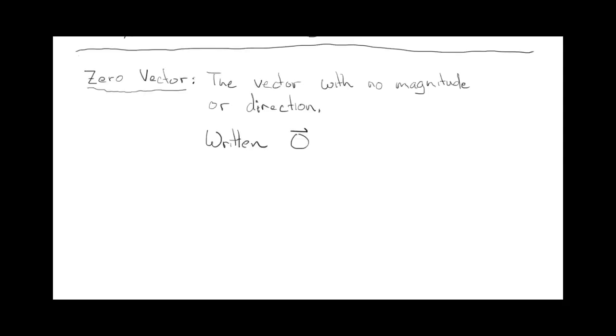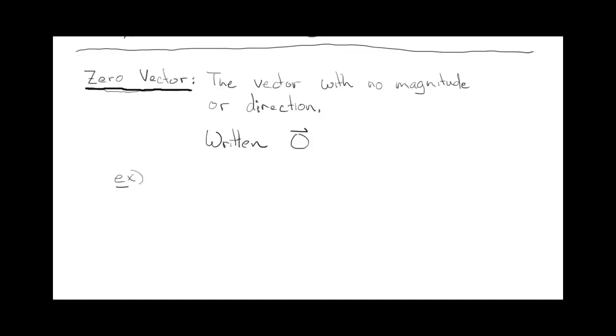Okay, so for another definition, we define what we call the zero vector. So the zero vector is a vector, but it's a vector with no magnitude, or its magnitude is zero, or direction, so it has no direction. The way we write the zero vector is with the symbol 0 with the vector symbol over top. The reason that you need a zero vector, so consider this example.